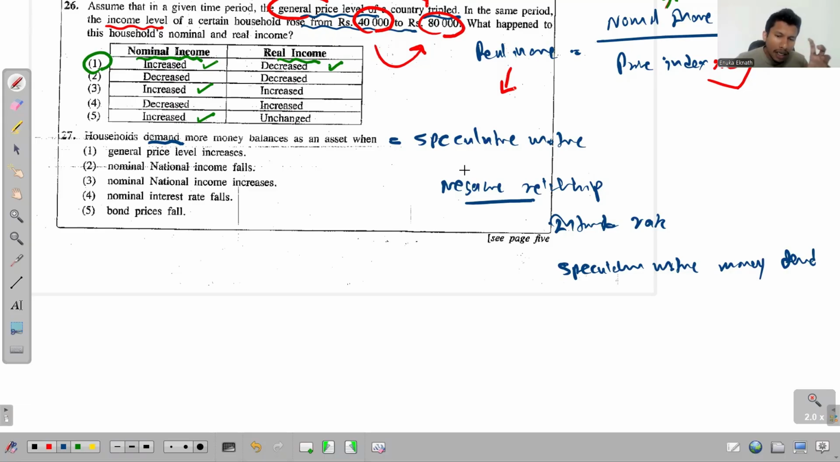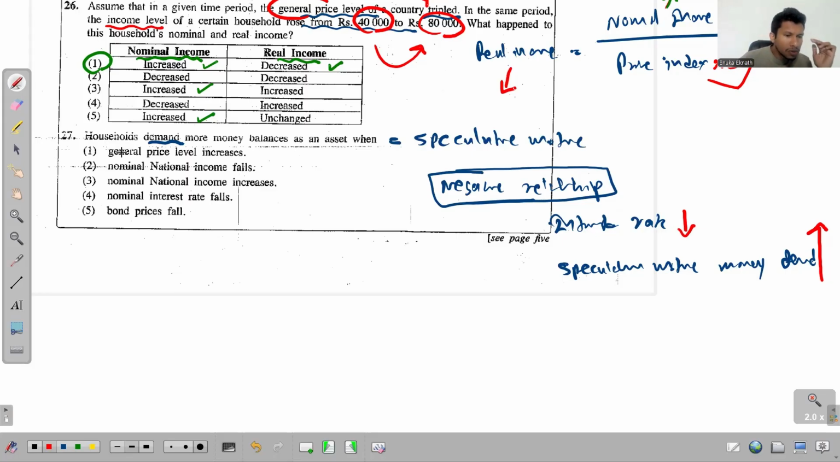So if there's a negative relationship between the interest rate and the speculative motive money demand, what does that mean? If speculative money demand increases, if people demand more money balances as an asset, the interest rate should decrease. So that's the theoretical part related to this.